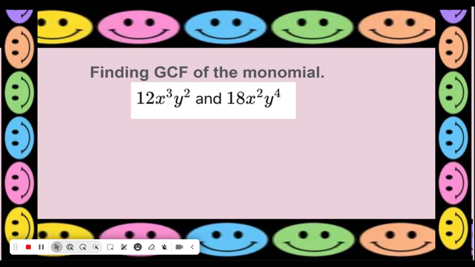By watching the other video, we know how to find the greatest common factor of two numbers. Now we have coefficients, so we're going to do the same thing. Let's find the GCF of 12 and 18. I'm going to use the prime factorization way.